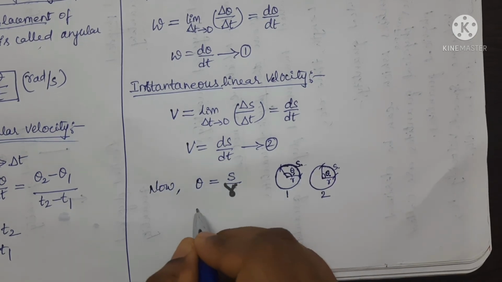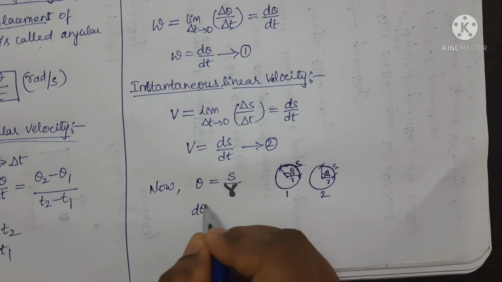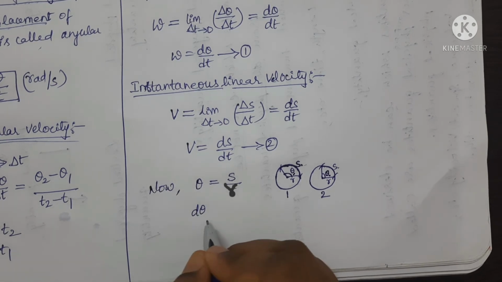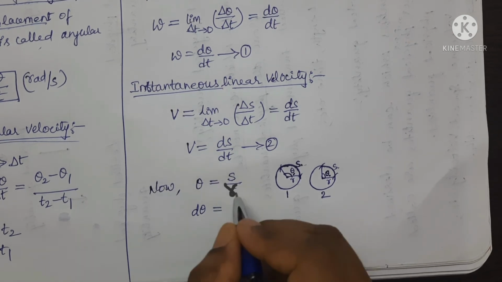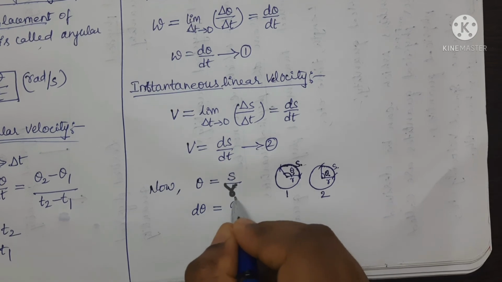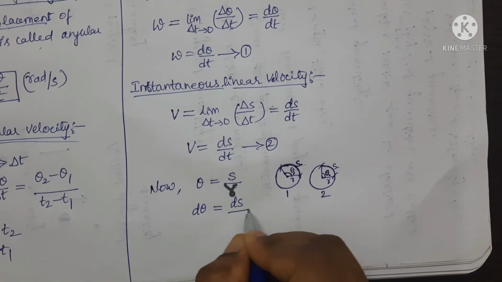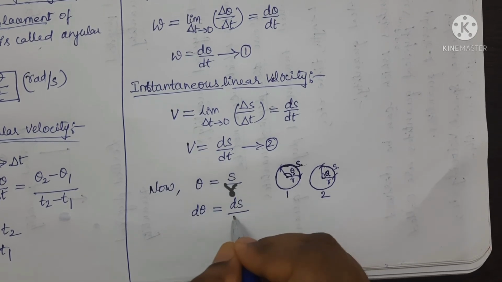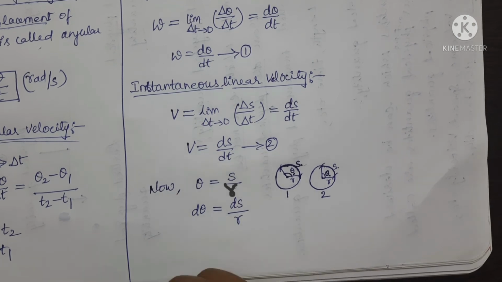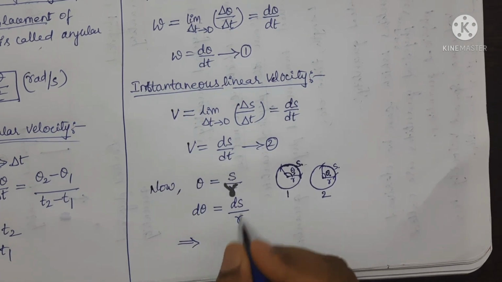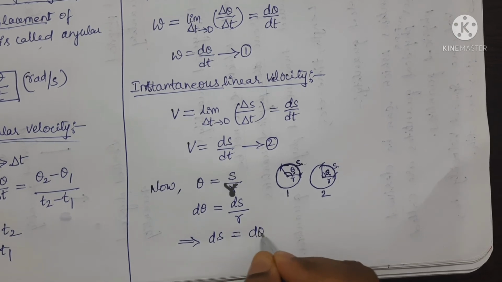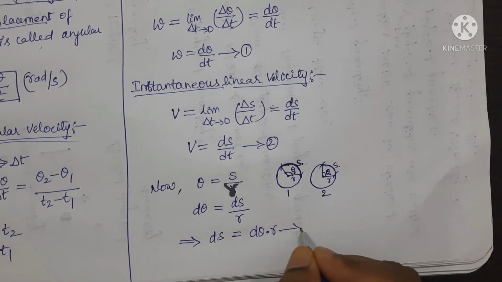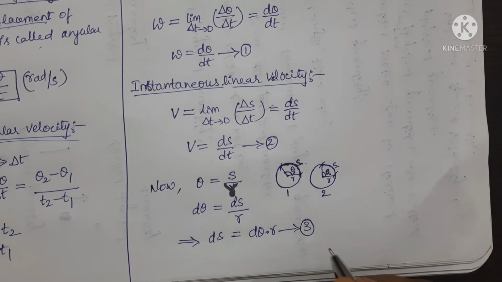I am considering a very small change in angular displacement theta. So small changes can be expressed as d theta, and there should be a change in arc length, that is ds. But there is no change in radius. We want only ds, so ds is equal to d theta into r. Let it be equation number 3.